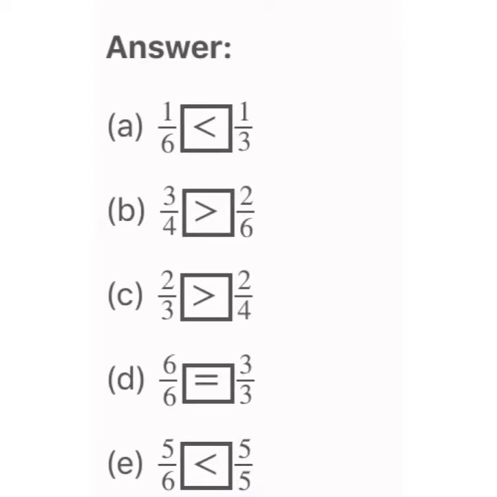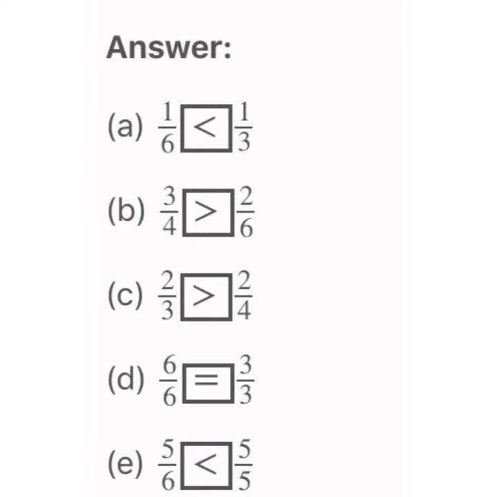Now the next one is 3 by 4 and 2 by 6. Children, you can see figure number 4 there, 3 by 4, and you can see 2 by 6, figure number 6. Which one is greater here? Yes children, by observing the figure you can notice that 3 by 4 is greater than 2 by 6.